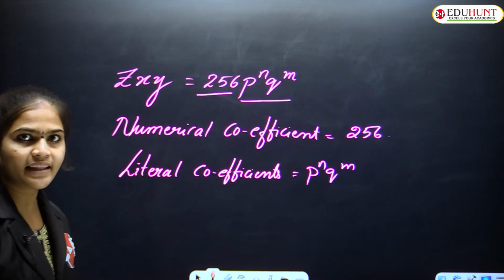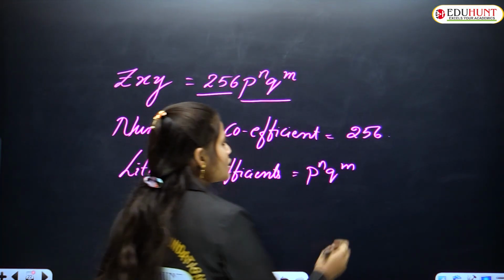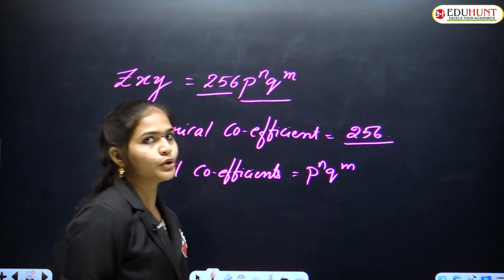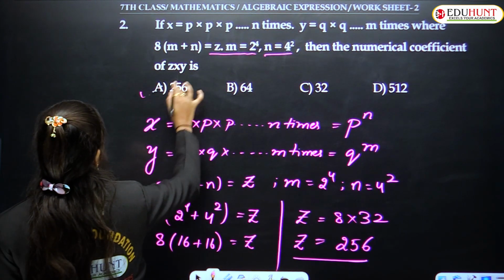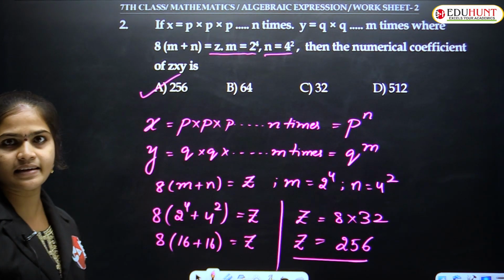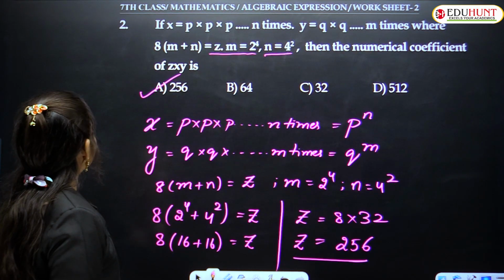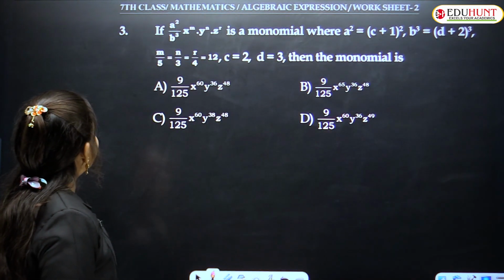Now in that question, what did they ask? What is the numerical coefficient? So the numerical coefficient here is 256. That option is there, yes, option A, 256. Next question, the third one.